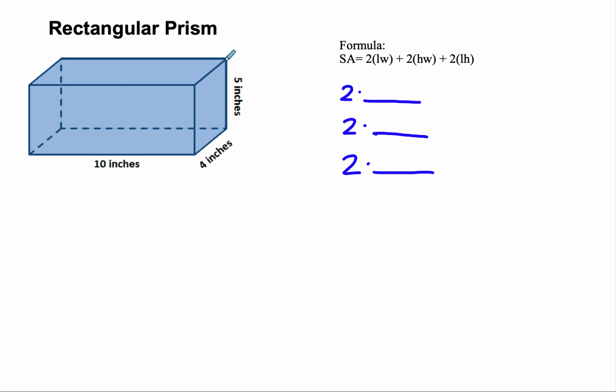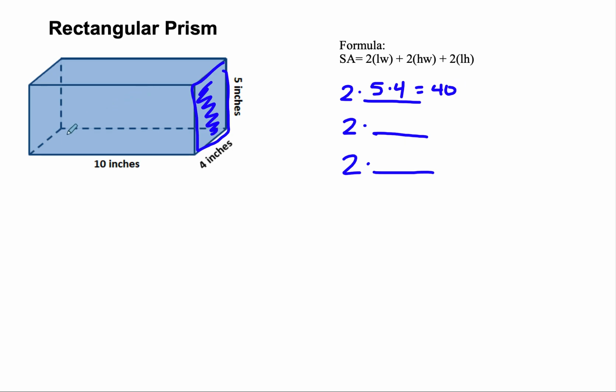Okay, so I'm going to start with the ones that are on the side here. So the rectangles that are on the left side and the right side, this one and this one, are both 5 by 4. And since there are 2 of them, we can multiply by 2. 2 times 5 times 4. 5 times 4 is 20, so times 2 would be 40.